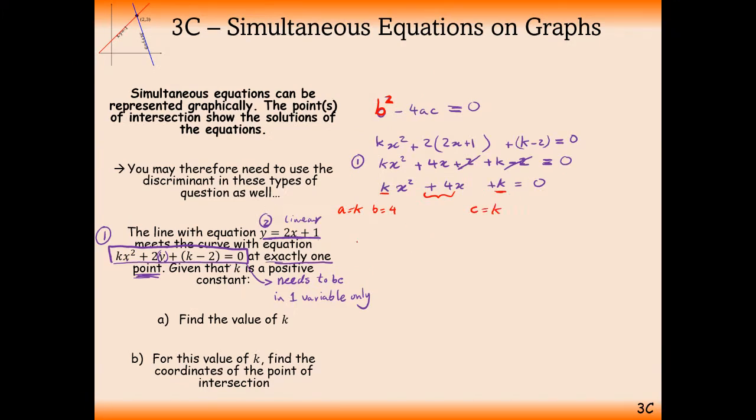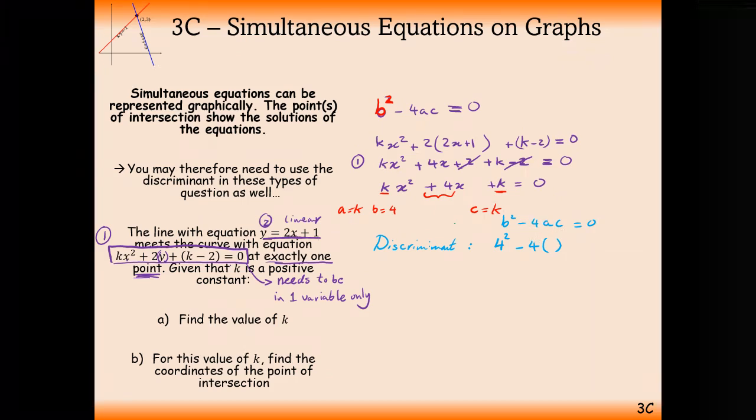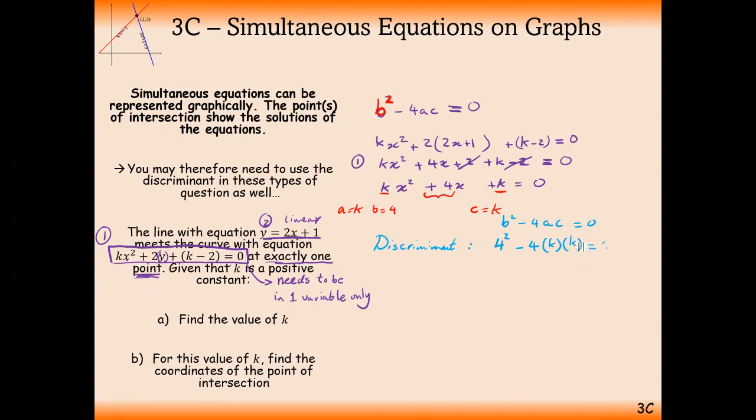Now I'm going to write the discriminant with a different color. The equation for the discriminant is b squared, which is 4 squared, minus 4 lots of ac. It might help if you write the equation before you substitute into it. So that's b squared, for a which is k, I'm going to put k in this bracket, and c is k, I'm going to put c into that other bracket.